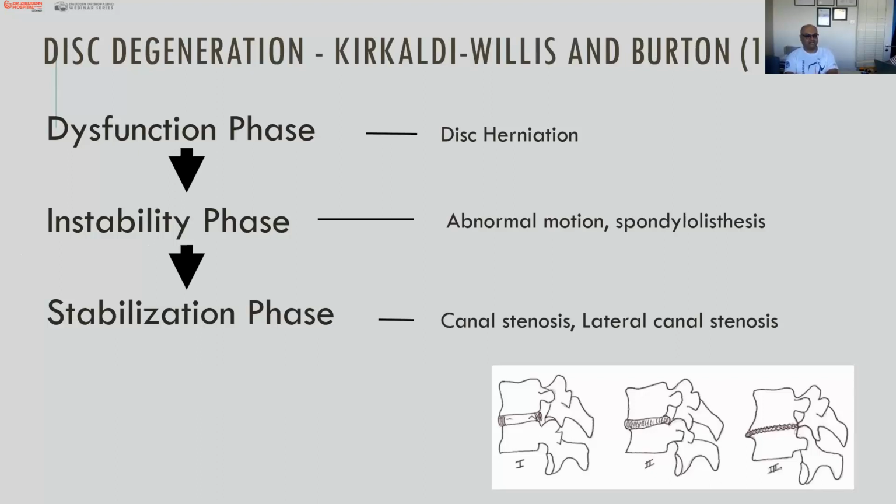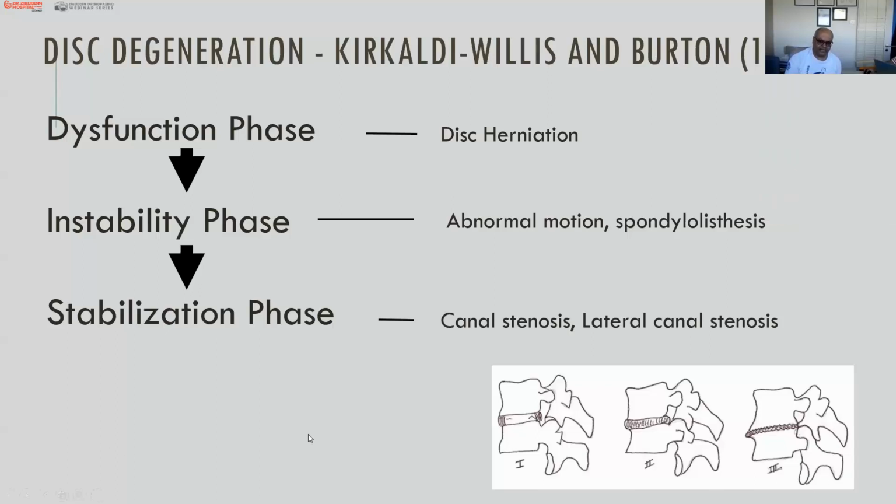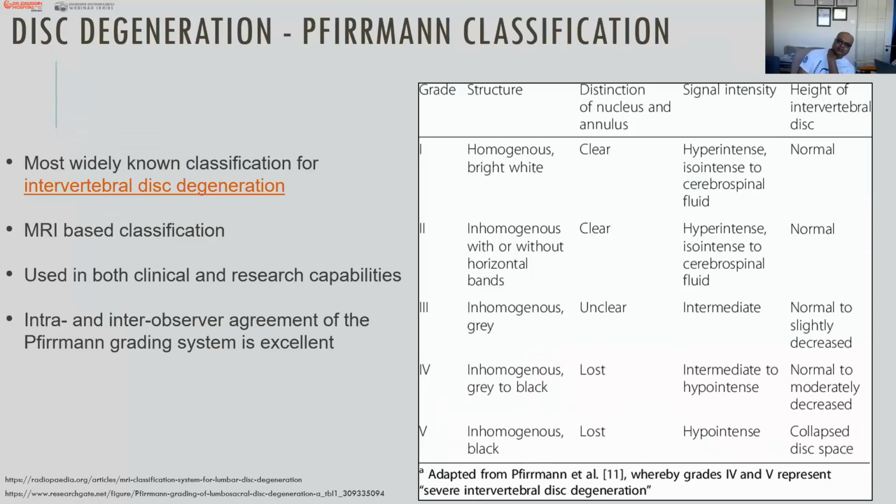So disc dysfunction may cause disc bulges or disc herniation. As a result, I talked about instability as well. This is abnormal motion. Sometimes this abnormal motion may give rise to spondylolisthesis. And in the stabilization phase, it stabilizes by osteophyte formation and reduction of disc height. It will lead to canal stenosis and lateral canal stenosis. We are talking about disc degeneration.